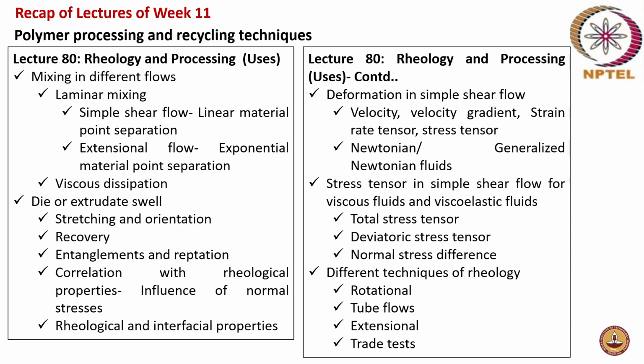In lecture 80, further there was a discussion on deformation in simple shear flow. So here, velocity gradient, strain rate tensor, and stress tensor for Newtonian and generalized Newtonian fluids were discussed. And there was a discussion on stress tensor in simple shear flow for viscous fluids and viscoelastic fluids also. So the total stress tensor, the deviatoric stress tensor, the normal stress difference. For example, in case of Newtonian and generalized Newtonian fluid, you do not find a normal stress difference. The normal stress difference is zero. Whereas when you come to viscoelastic fluids, there is a role of normal stress difference. Okay, so that was discussed.